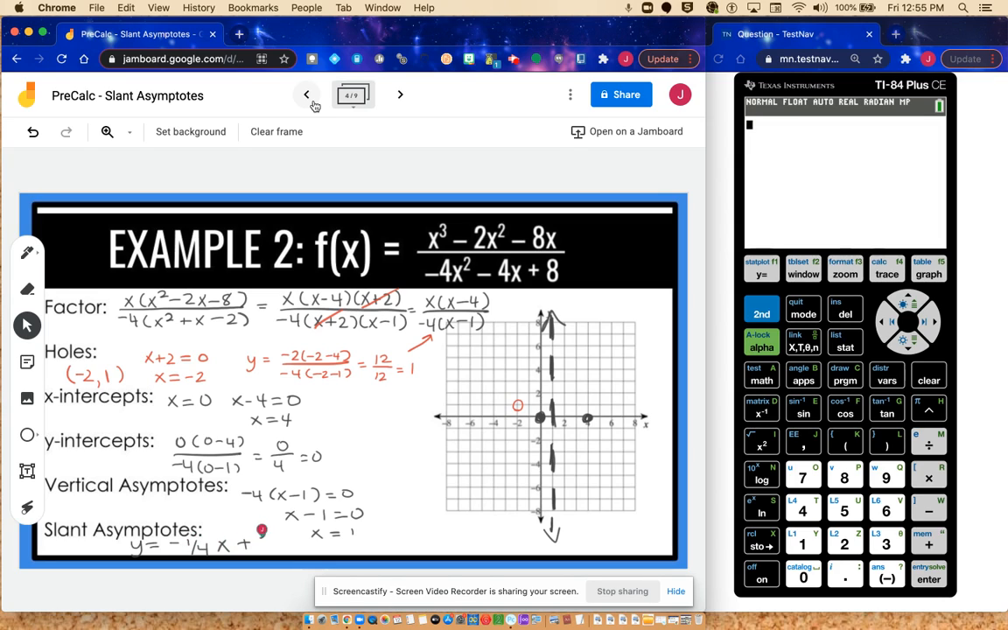Okay. So from here, we're going to plot our point at 3/4, well, our imaginary point, and we're going to count down 1, right 4. So at 3/4, we'd be here. Down 1, right 4, down 1, right 4, up 1, left 4, up 1, left 4. So we can start to see that slant.